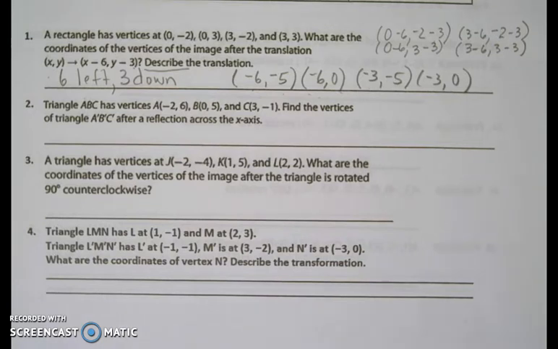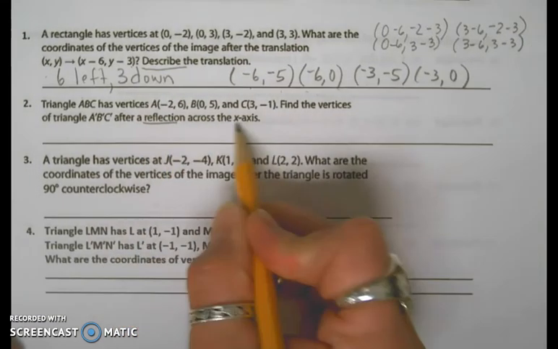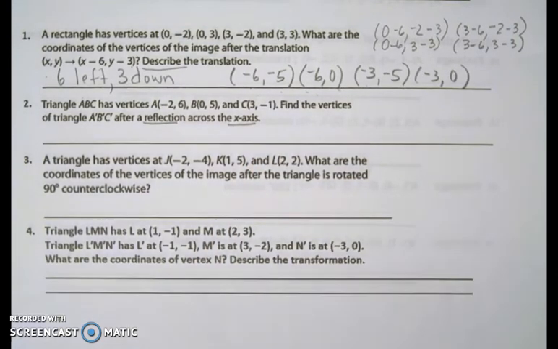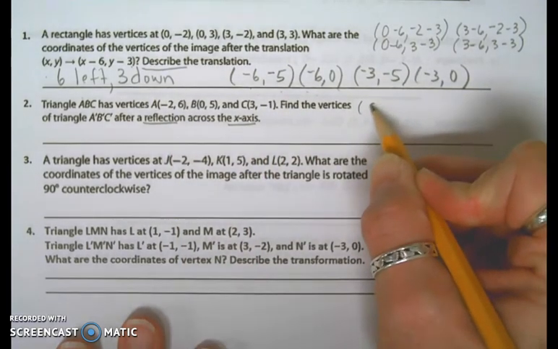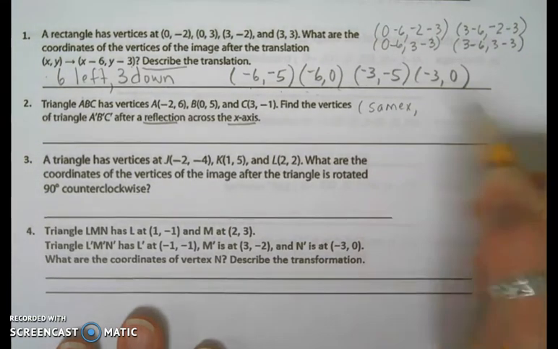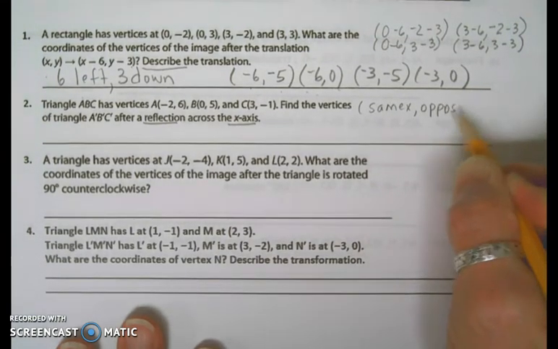Triangle ABC has vertices A (-2, 6), B (0, 5), and C (3, -1). Find the vertices of triangle A', B', C' after a reflection over the x-axis. So what you want to do now is go back to the top and look at what a reflection over x would do. When I go back to the top and look at the information, I remember that reflecting across x will give me the same x value, but the opposite y value.